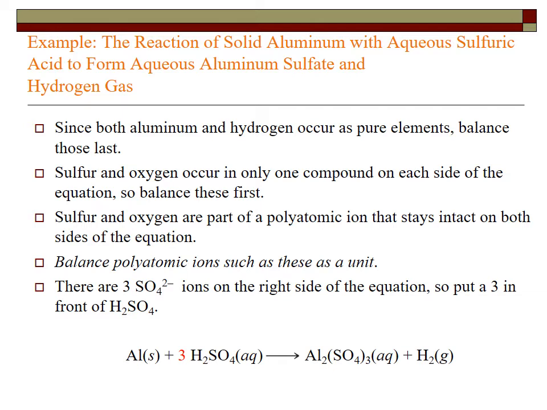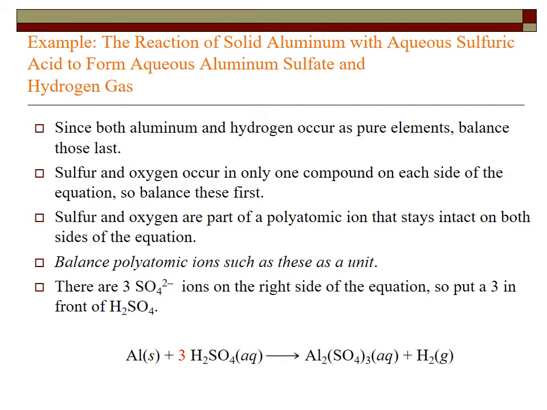Sulfur and oxygen occur in only one compound on each side of the equation, so we're going to balance those first. In this case, I have 3 sulfates on the right-hand side, so I'm going to put a 3 out in front of my H2SO4, giving me 3 sulfates on my left-hand side of the equation, right? So they're balanced. Sulfur and oxygen are part of what we call a polyatomic ion that stays intact on both sides of the equation. Okay, this is very important.